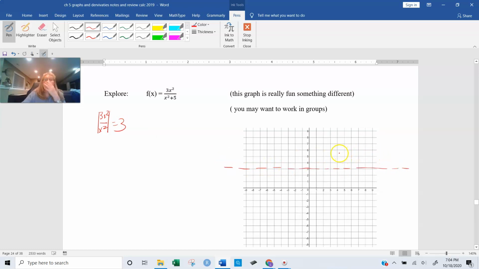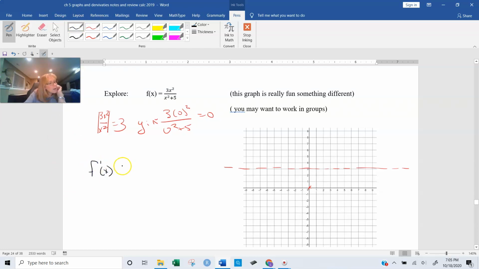All right, we're going to look for our y-intercept. So if we let x equal 0, then 3 times 0 squared all over 0 squared plus 5 equals 0. This is your y-intercept. So it's 0, 0. So right here is a point. Interesting, huh? Okay, now let's do our first derivative. That's what I hope you did.